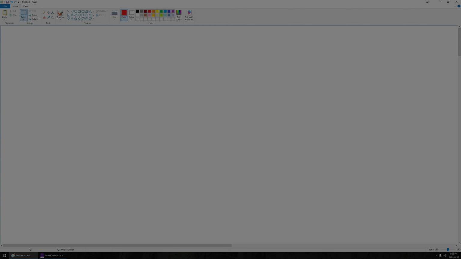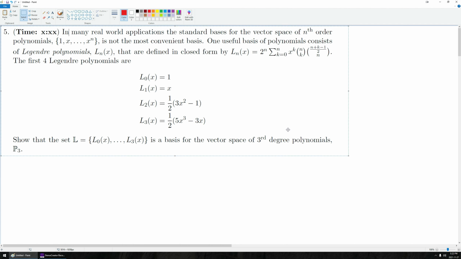So let's look at question 5. So here I have a little bit of flavor text for it. In many real-world applications, the standard basis for the vector space of nth order polynomials, namely this basis here, is not the most convenient basis. In particular, when, say, solving differential equations and that type of stuff that you'll do in the future, you'll want to have a different basis of polynomials in order to get clean solutions and to be able to even solve some problems.